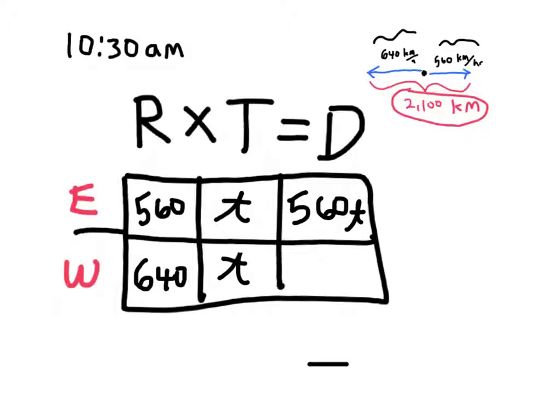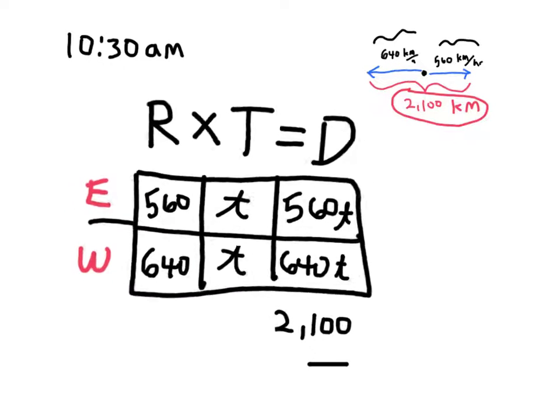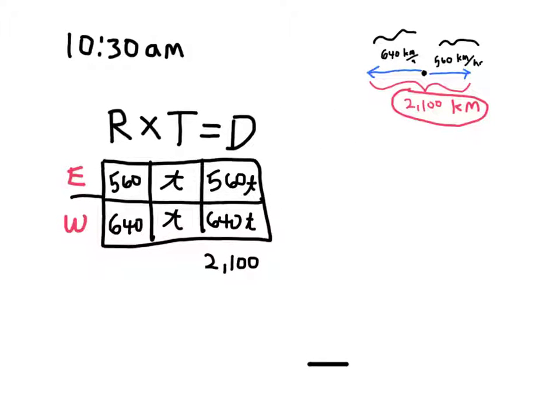And then we can ask ourselves, what about this? Well, it's the exact same thing, 640t. And we also know that when you add this plus this, we're going to get the total distance. Now the problem gives us the total distance. The total distance is 2,100 kilometers to be specific. I feel like it's okay to get rid of this.